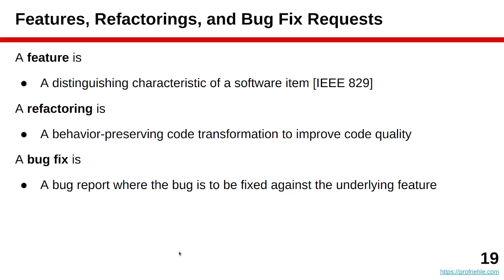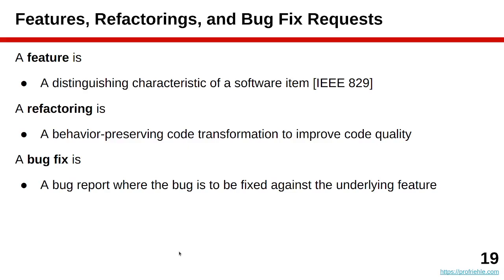So I've talked about features, so it was implicitly clear that these are requirements. The definition by the IEEE is that it's a distinguishing characteristic of a software. So it's, well, some property. And so a feature, or a desired property of the software, needs specification and needs doing.